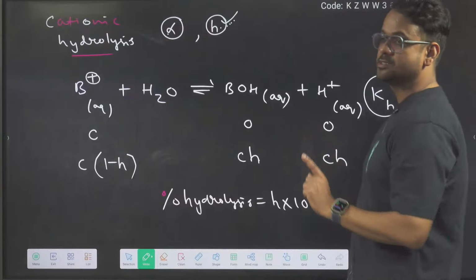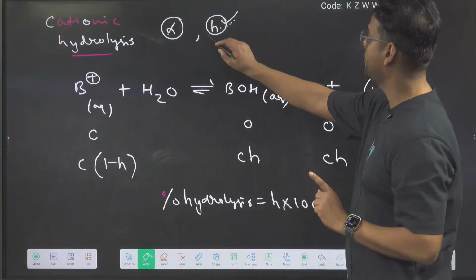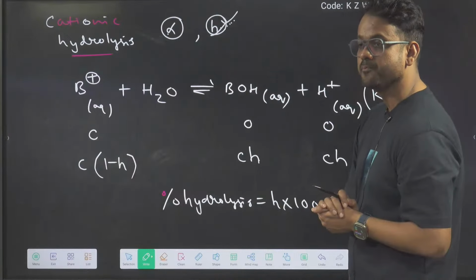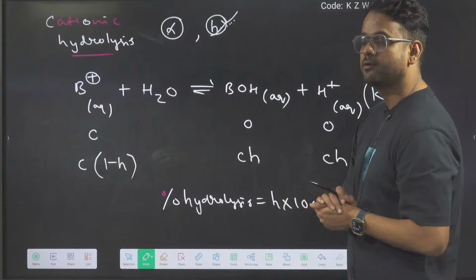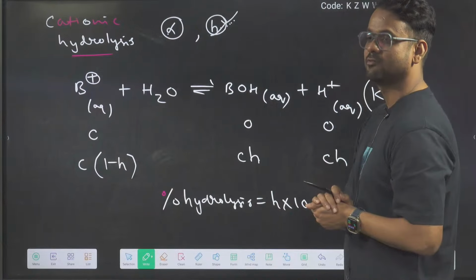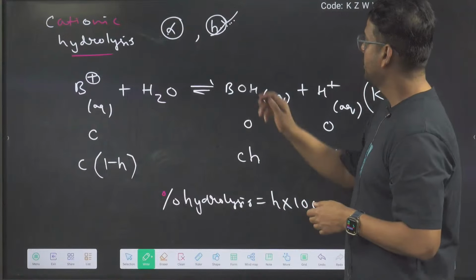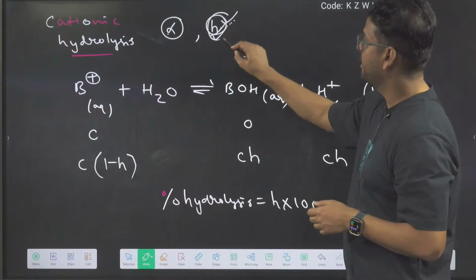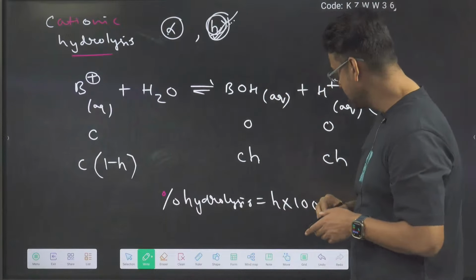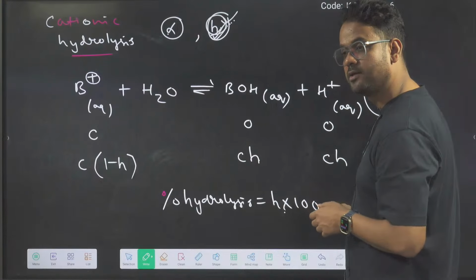So when the question is asking for degree of hydrolysis, you will tell h. You are saying one thing, sir. I am saying so many things, not one thing. So if the question is asking for degree of hydrolysis, you will tell this. If percentage hydrolysis is asked, you will tell this.